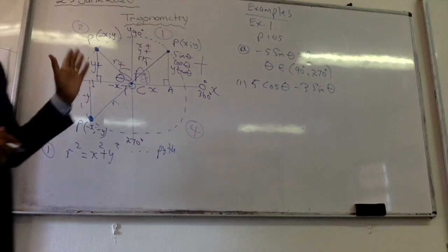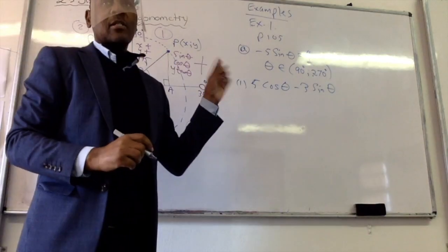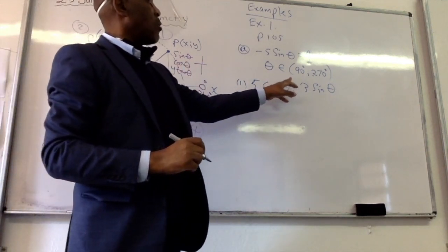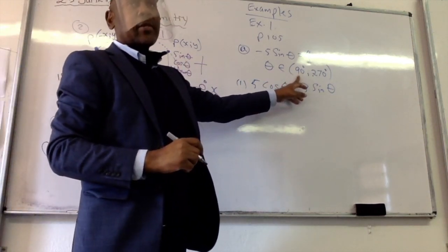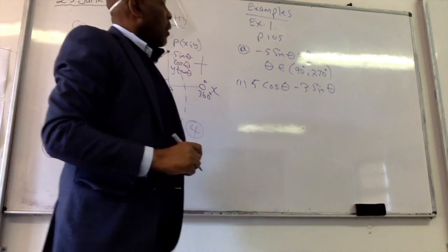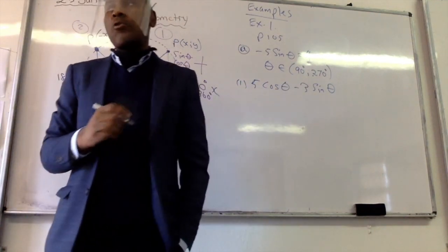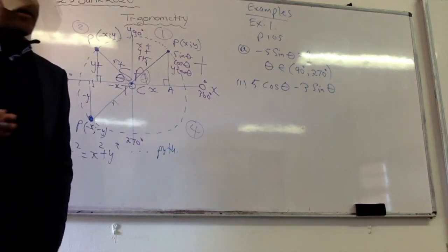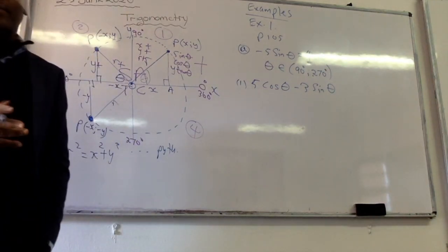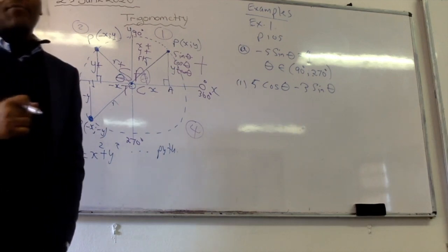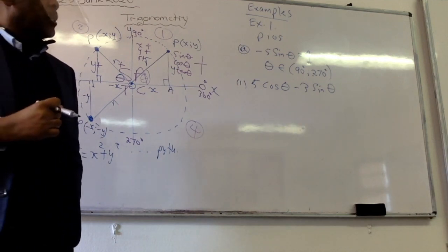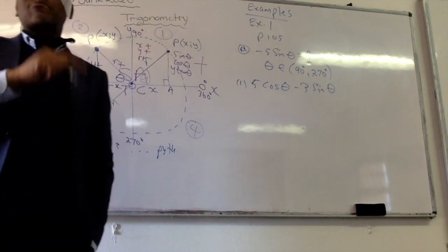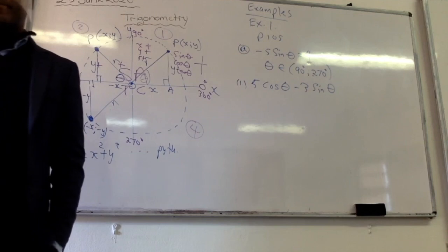This is what we are given. Minus 5 sine theta is equal to 4, and theta should be an angle between 90 degrees and 270 degrees. And it says without the use of a calculator. And they go on to say with the aid of a diagram, which means you need to draw a diagram. You will actually need to draw a diagram even if they don't say that. If they say without the use of a calculator, it actually means with the aid of a diagram.